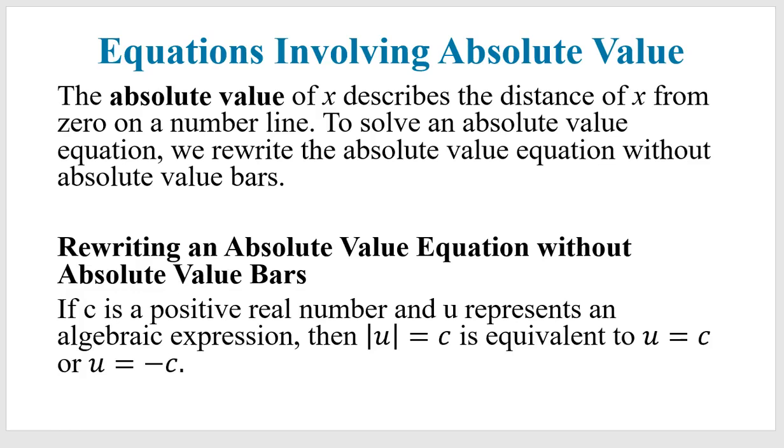So if you have the absolute value of u is equal to c, you need to write two equations. u is equal to positive c for that positive direction, and u is equal to negative c for the negative direction. And it is very important that before you do this step, you make sure that your absolute value is completely isolated. All right, so let's do some examples.